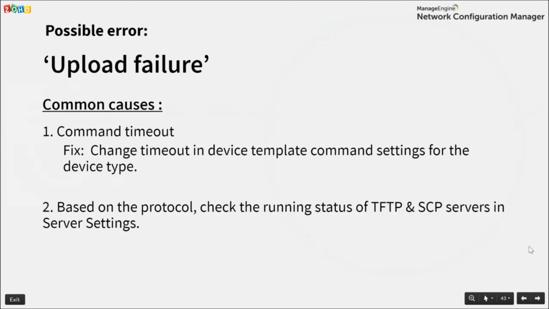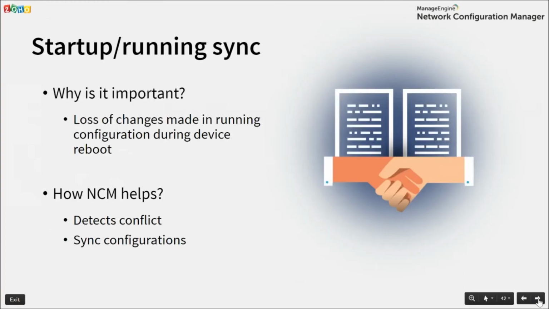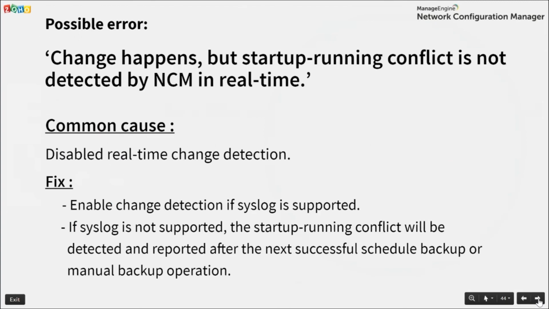While uploading, you might encounter an error which says upload has failed. So just check if the TFTP and SCP servers are in running mode and try again. And then there will be another error which says that a change happened, but the startup running conflict is not detected by NCM. It can be because you might have disabled real-time change detection. So for a conflict to be detected immediately, you have to ensure that you have enabled real-time change detection. If this log is not supported, the conflict will be detected after the next successful scheduled backup.